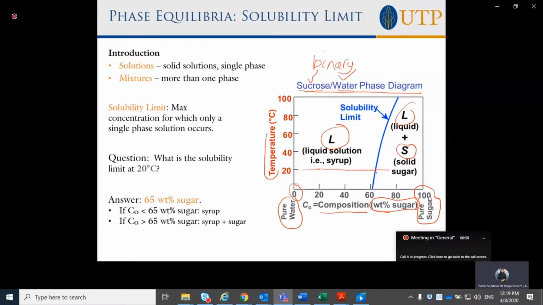So what is this point? This is about 65%. Okay, 65% is the maximum sugar that you can dissolve at 20 degrees Celsius. After that, it's going to be a mixture. So this is what the phase diagram is telling you. So below 65%, if you're at 20 degrees, you're going to have liquid. If you are more than 65% sugar, at 20 degrees Celsius, you're going to have a mixture. As simple as that. So let's move on.